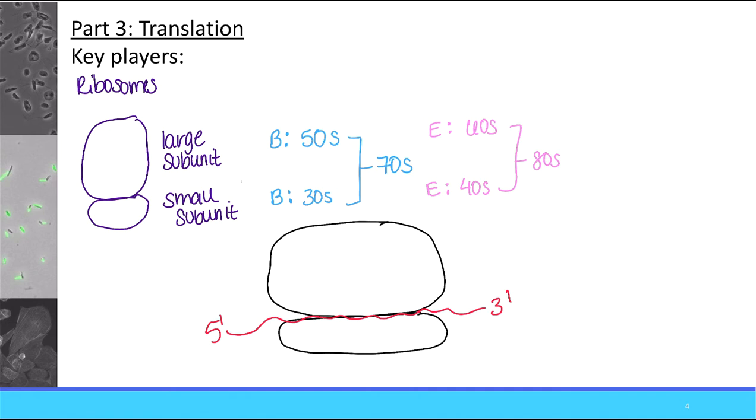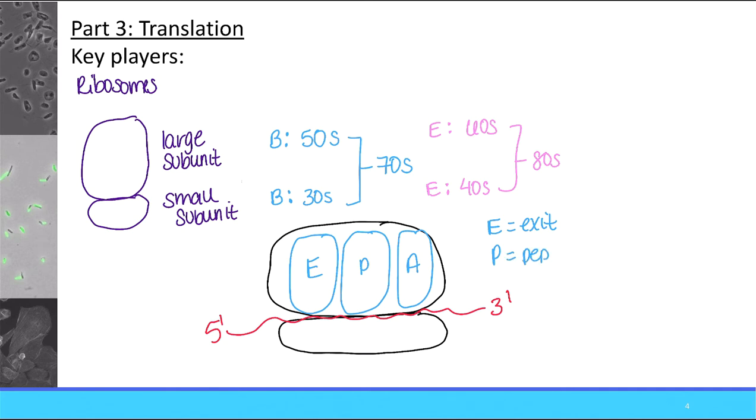And then within that large subunit, we're going to draw kind of 3 structures here. These 3 rectangles that we drew represent the 3 sites that are in a ribosome. And we call these sites the EPA sites. So E stands for exit, P stands for peptidyl, and A stands for aminoacyl.